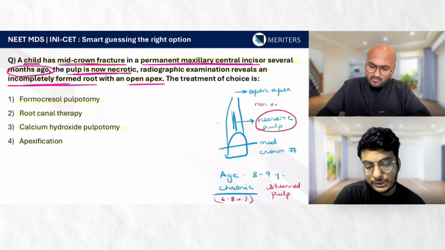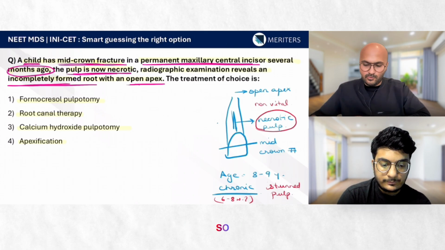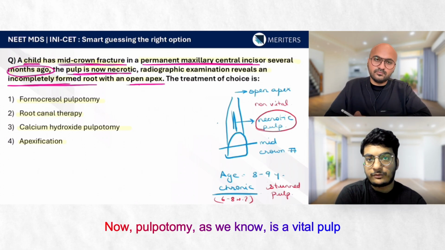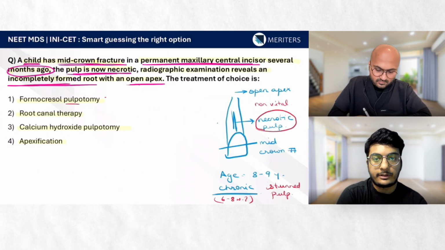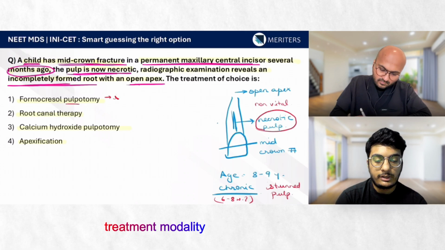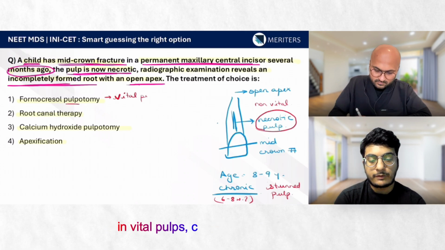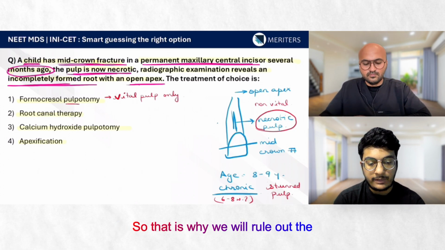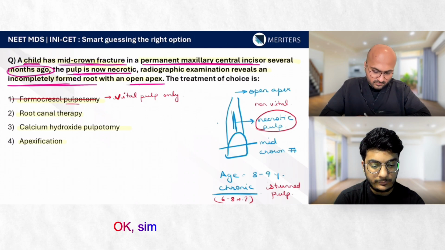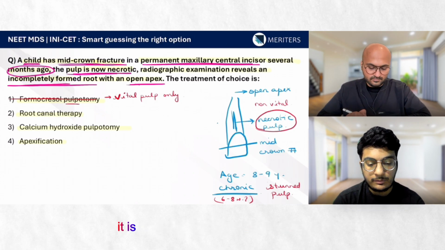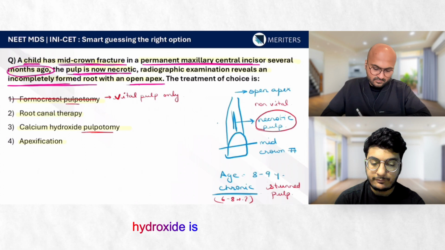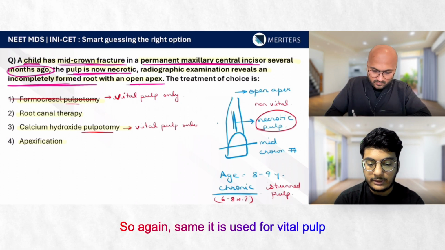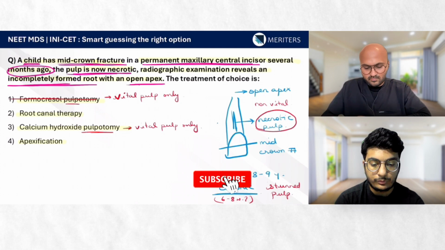Now let's focus on the options. The first option is formocresol pulpotomy. Pulpotomy, as we know, is a vital pulp therapy treatment. So a treatment modality which is performed only in vital pulps cannot be performed in a necrotic or non-vital pulp. That is why we will rule out formocresol pulpotomy. Similarly, option number 3 is again a type of pulpotomy where calcium hydroxide is the material used instead of formocresol. So again, it is used for vital pulp therapy, and this will also be ruled out.